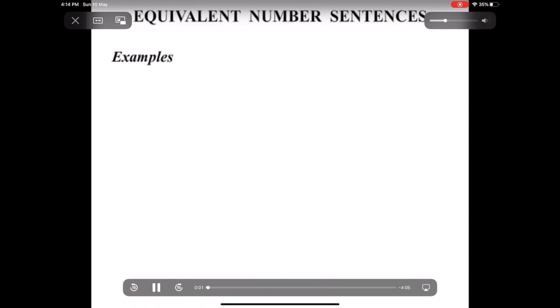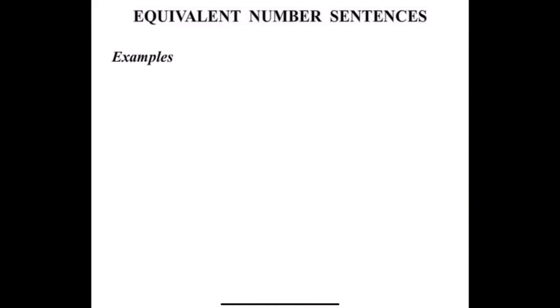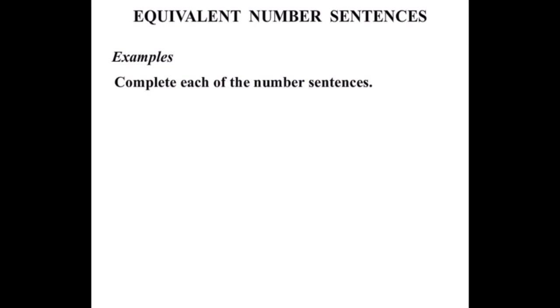Now in this lesson we do some work on equivalent number sentences. Examples. Complete each of the number sentences. The first one we've got to look at is 14 times 5 equals 7 times something. What we do is look at that 7 and it's sort of matching up with that 14. Okay, can you think of 14 as 7 times something? Well, we can. It's 7 times 2.